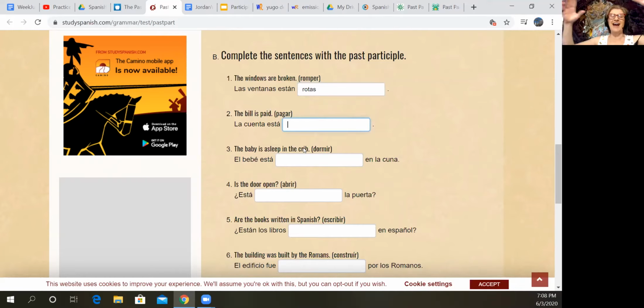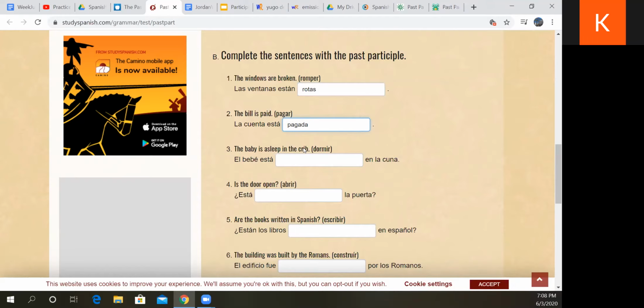Pagar. Muy regular. The bill is paid. La cuenta está pagada. La cuenta está pagada. It's a paid bill, not an unpaid bill. Not a lost bill. Not an overdue bill.